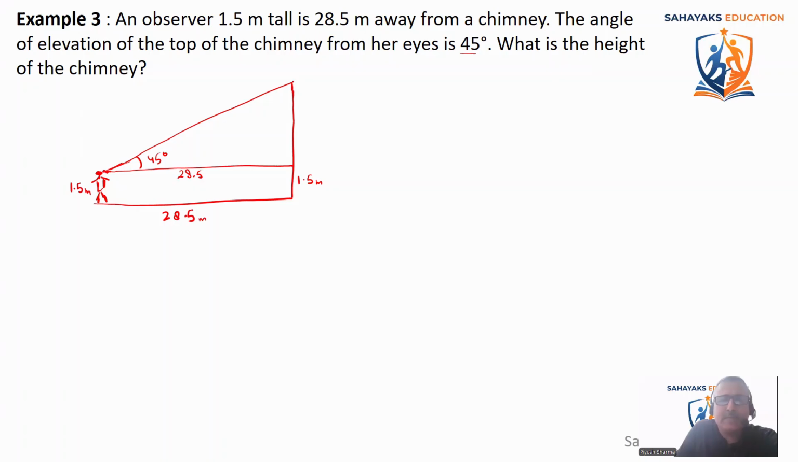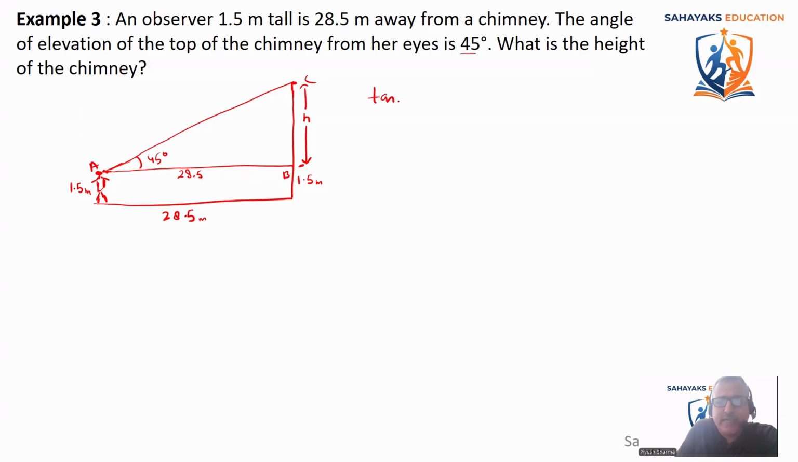Okay, and so this is the height of the tower. This is 1.5 meter. Let's consider this distance from here to here is h. Okay, this distance is h. Or I can write it as A, B, C. Now, in which ratio do AB and BC come?